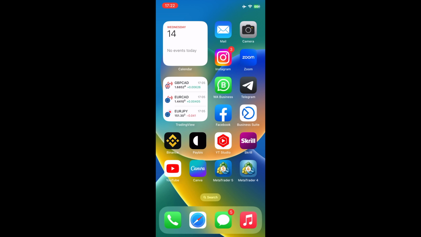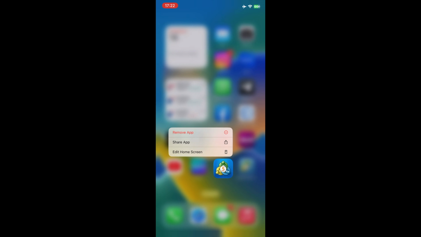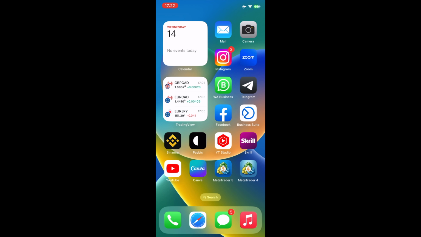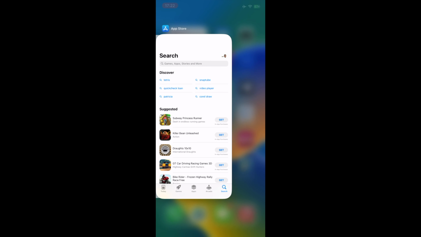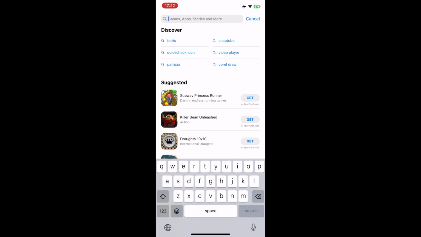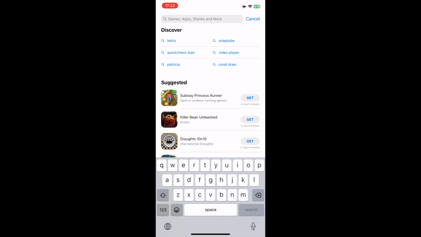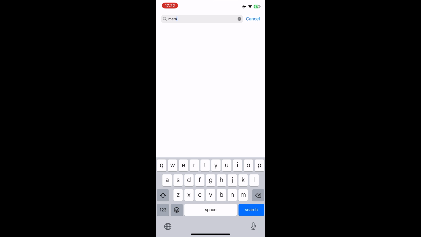As you can see to the bottom right, this is the MetaTrader 4 application, and this is the MetaTrader 5 application. So how do you download the MetaTrader 4 application? If you're using an iPhone, you just head over to the App Store. If you're using an Android device, then you go to the Play Store and you should be able to download MetaTrader 4. So for iPhone users, you just come here to the App Store, click on the search area here and type MetaTrader 4.